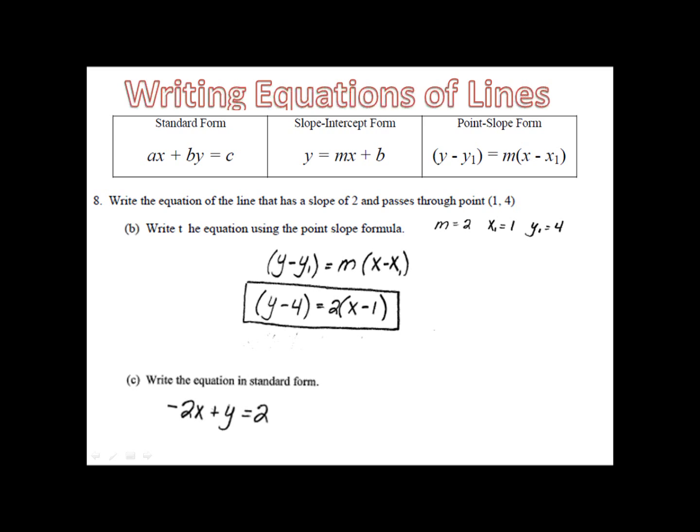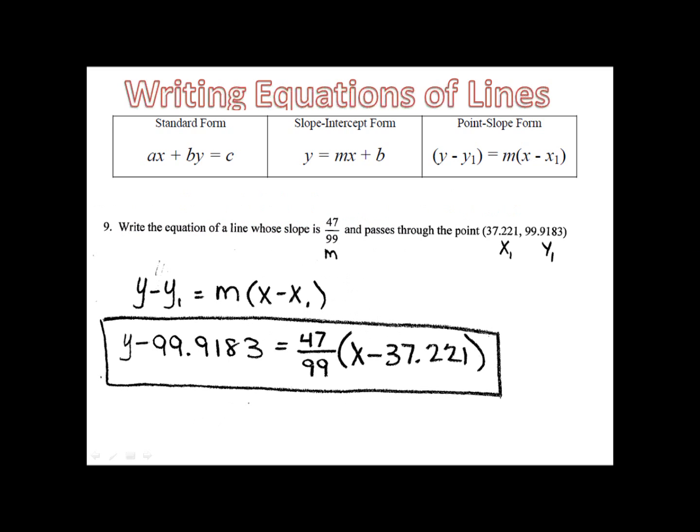Number 9 is an example of where you really wouldn't want to use slope-intercept form because it's going to be quite inconvenient. We have a slope of 47 over 99, and the point we're given is 37.221 and 99.9183. Putting this in y equals mx plus b and solving for b would be a real pain.